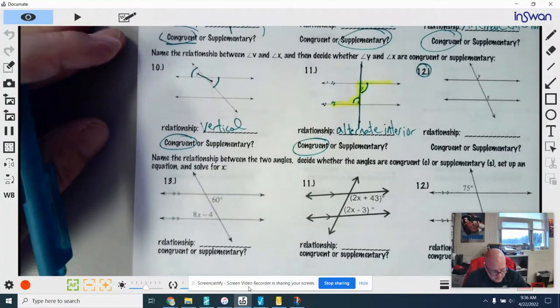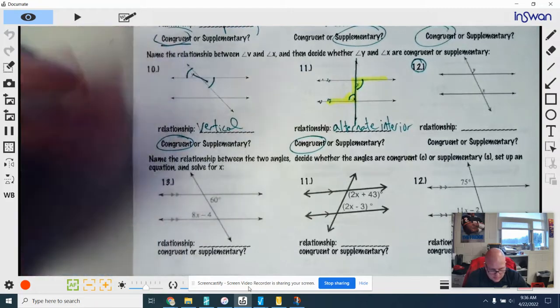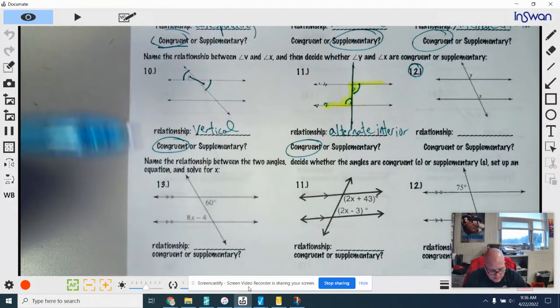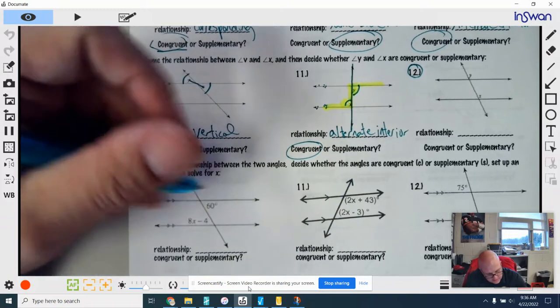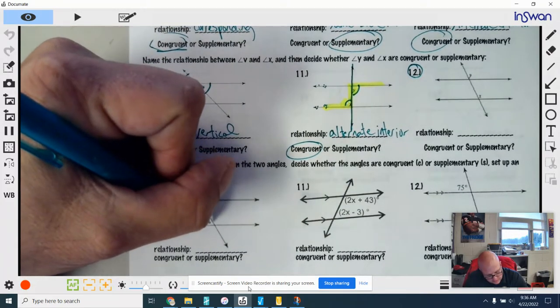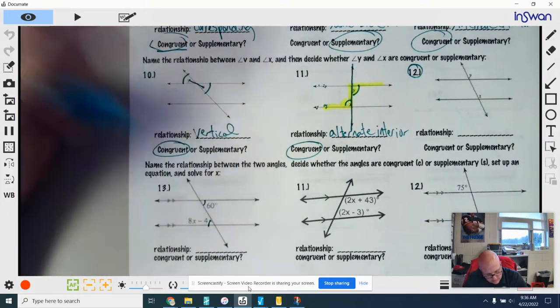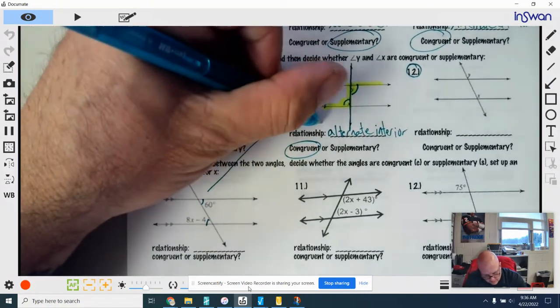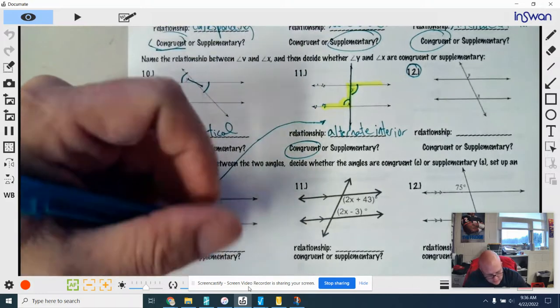Okay, moving on to number 13. Name the relationship between two angles and decide whether the angles are congruent or supplementary, and then set up an equation to solve for x. So I want to see this angle right here and this angle right here, which honestly is the same setup as this one right here. So because of that, we know it's alternate interior.